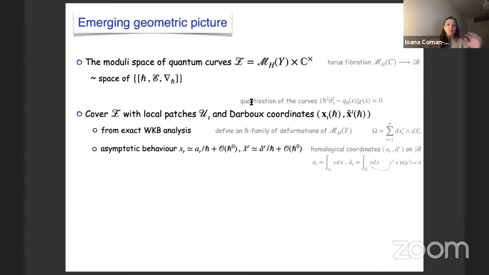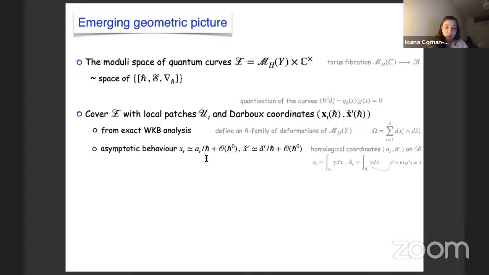So the first point is identifying the space that we are working on, what the moduli space of quantum curves is. Then we can turn to the coordinates on the space, where the calligraphic space admits a covering by local patches with Darboux coordinates on these patches, which are defined using exact WKB analysis applied to the differential equations of the quantum curve. And these coordinates define a one parameter deformation of complex structures on the Hitchin part of the space. An important feature of these coordinates is their asymptotic behavior as H-bar goes to zero, being related to the homological coordinates on the base of the Hitchin fibration.